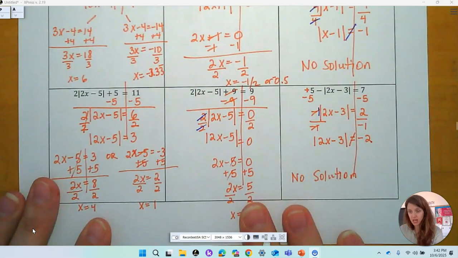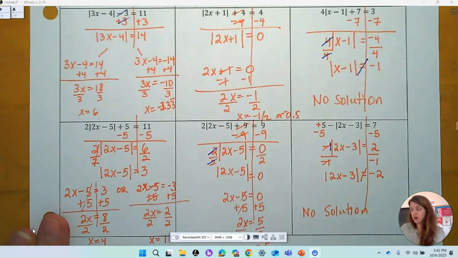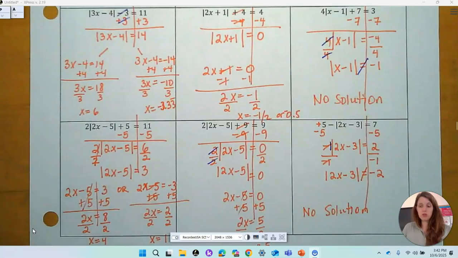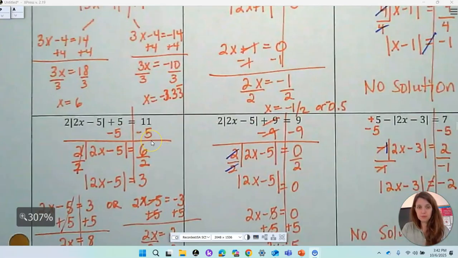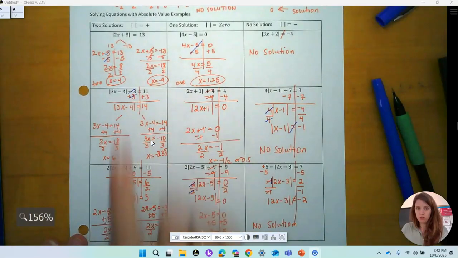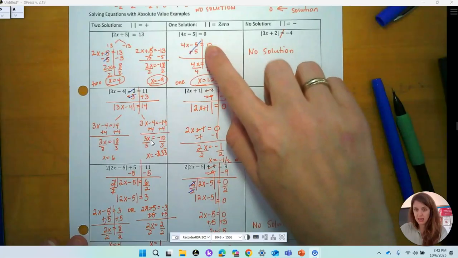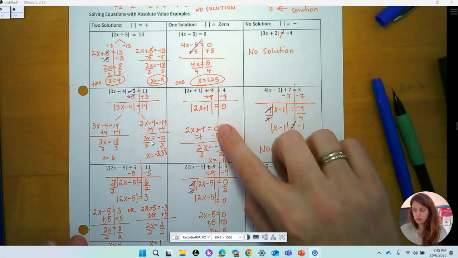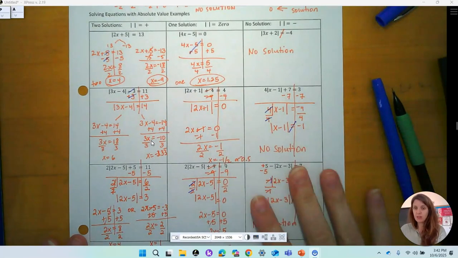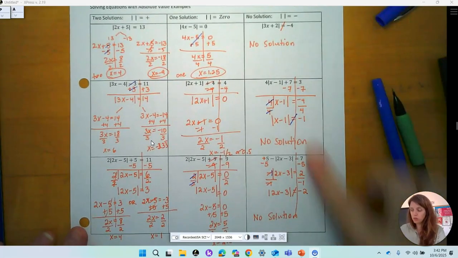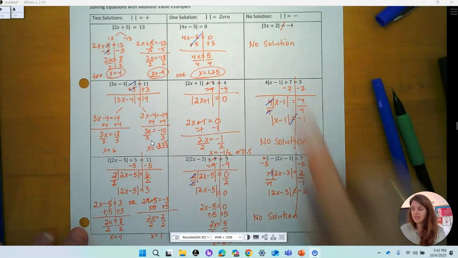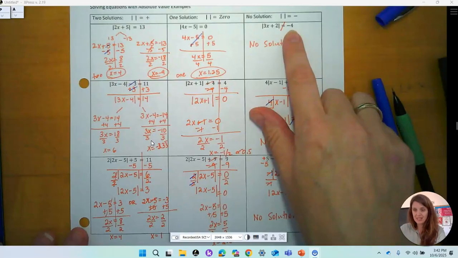3 of each type. 3 that are 2 solution problems. 3 that are 1 solution problem because they equaled 0. And 3 that are no solution problems because the absolute value was equal to a negative number.